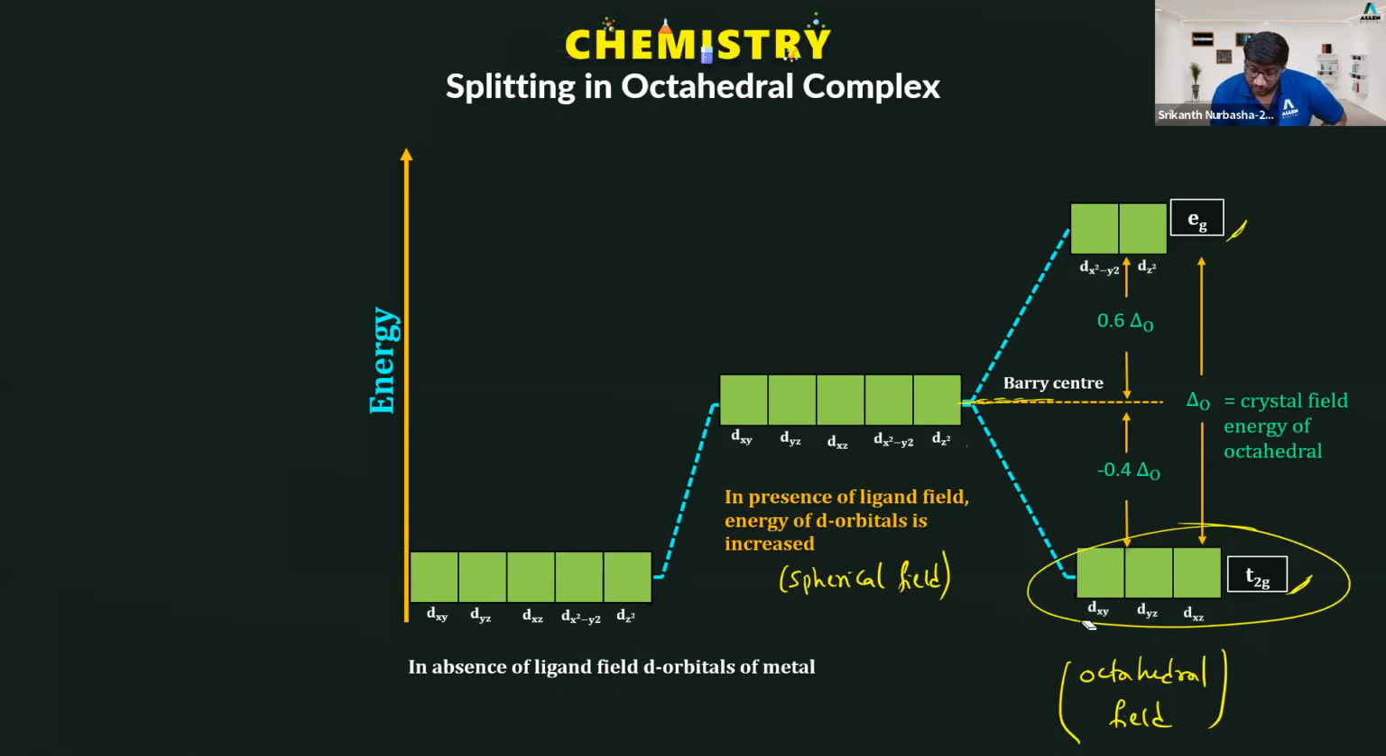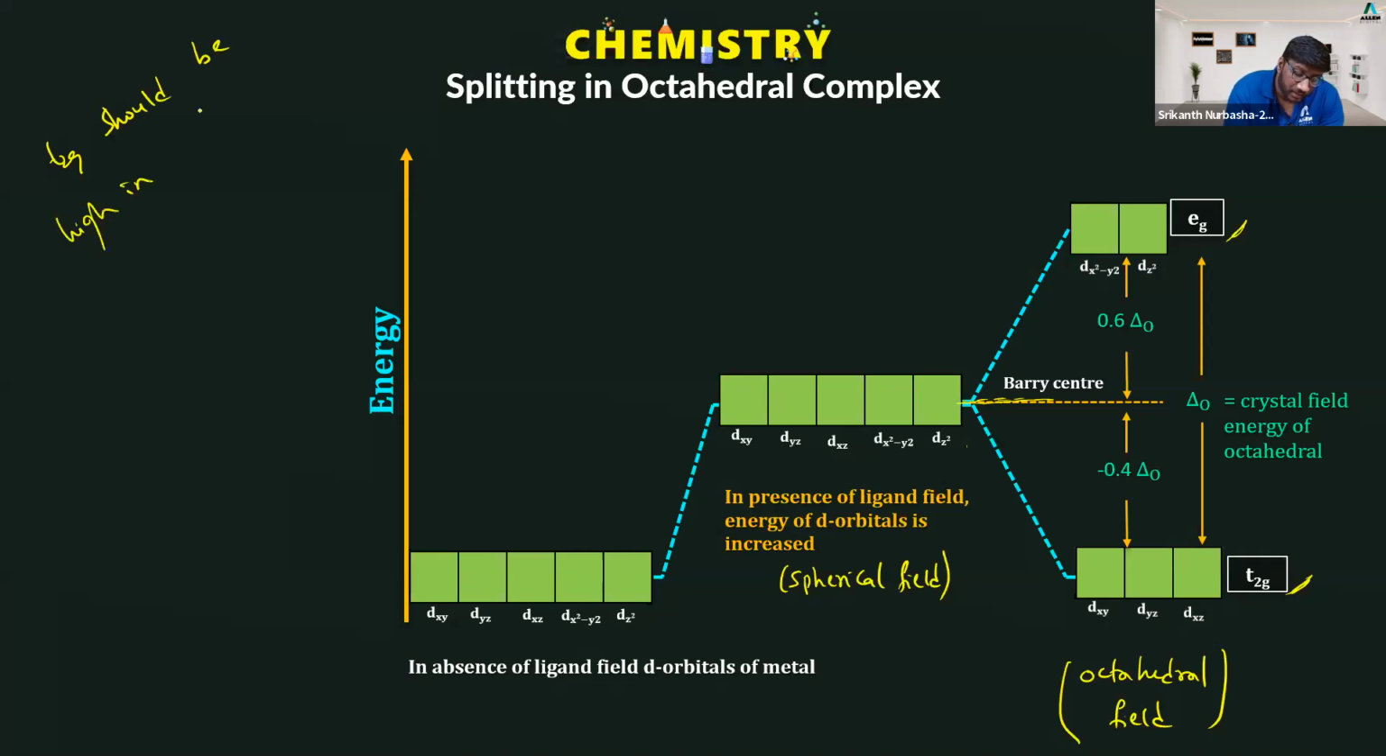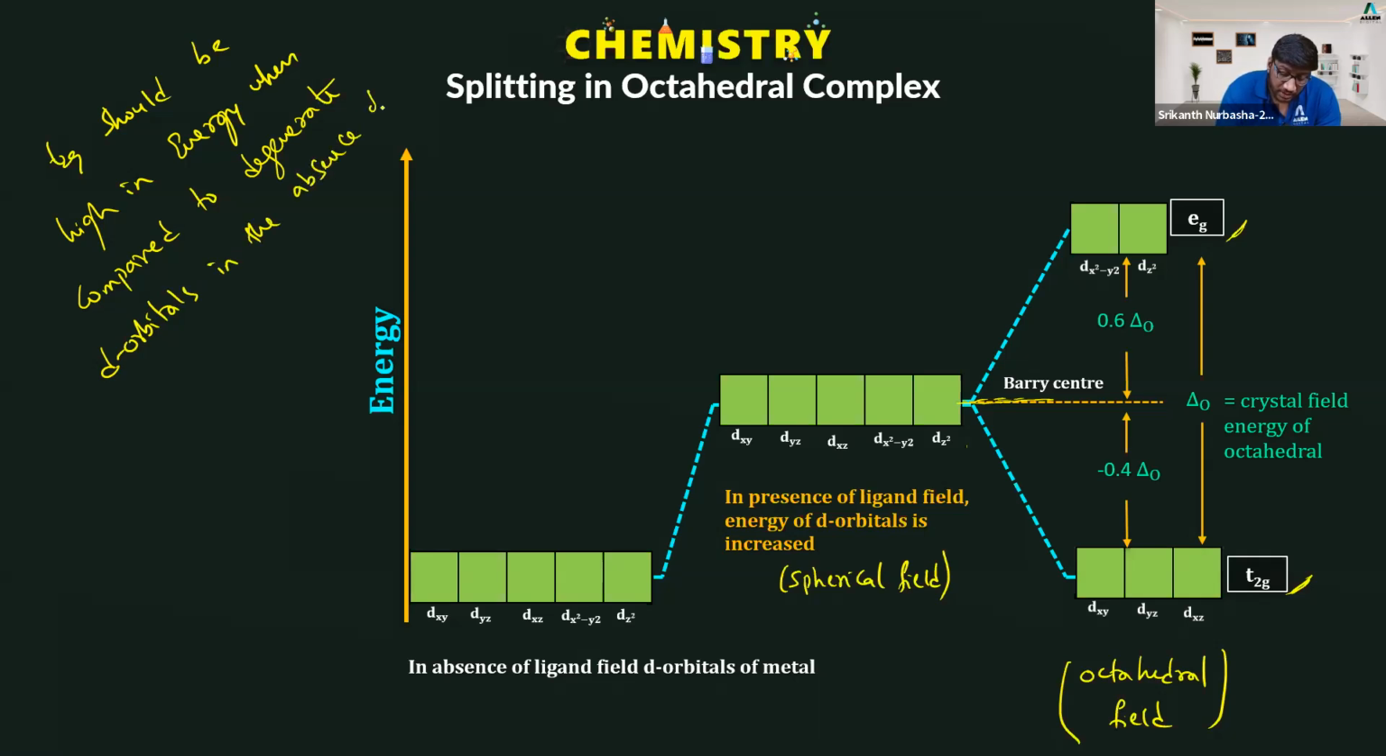Okay, write down that point also. T2G should be high in energy when compared to degenerate d orbitals in the absence of ligands. This is nothing but your barycenter.